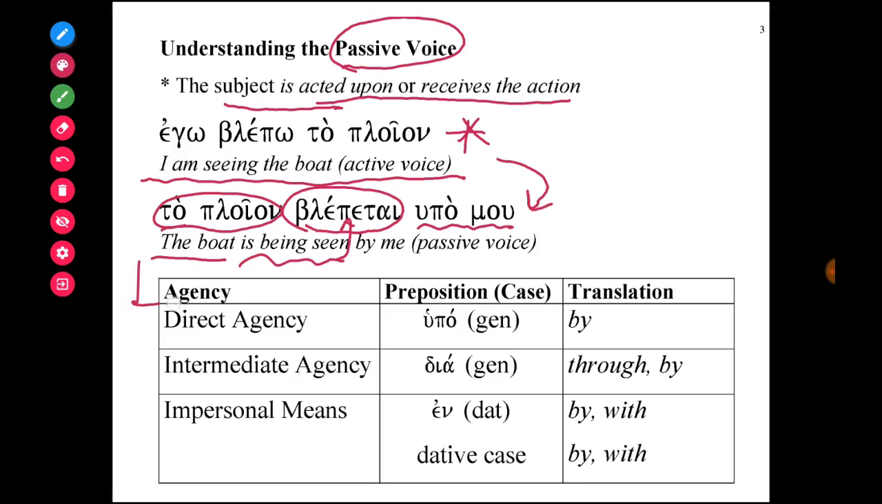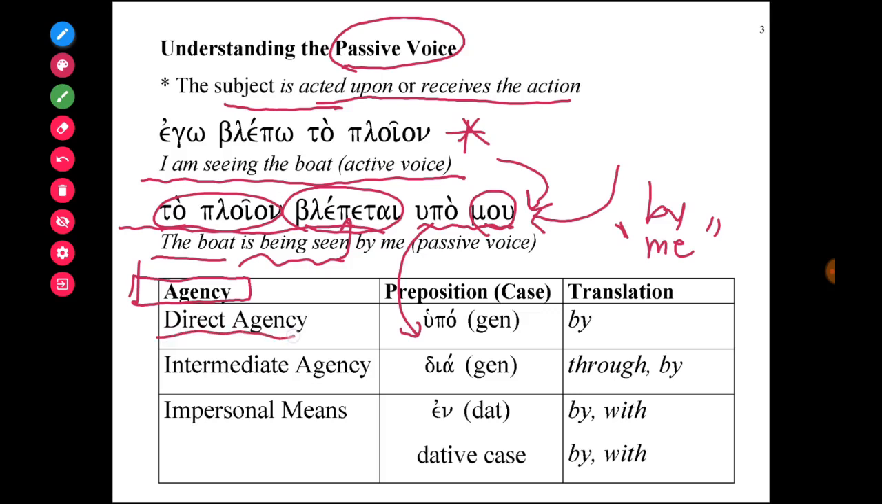In fact, whenever we have a passive voice construction, there are several different ways to show agency. So if the main sentence construction is the boat is being seen, then how do I say the boat is being seen by me? Well, there's actually several ways. You can say, as we have here, hupo plus the pronoun in the genitive. So hupo mou would be the boat is seen by me. That's an example of direct agency.